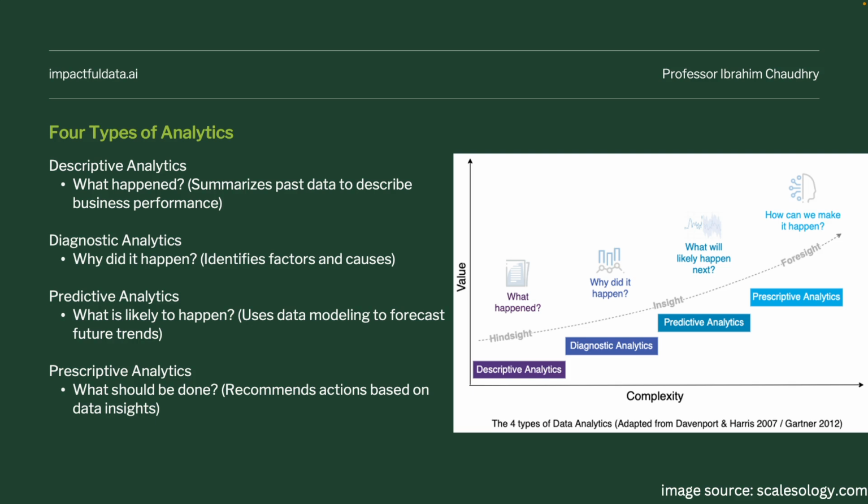The next level up on the data maturity model is prescriptive analytics. This is telling you what you should do, essentially recommending actions based on data insights.